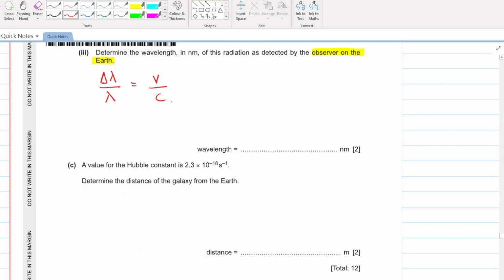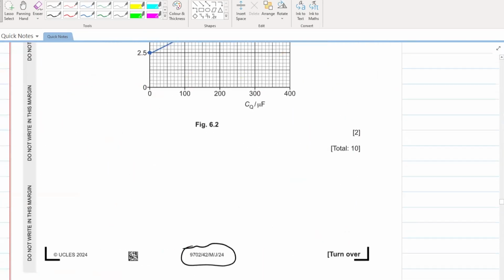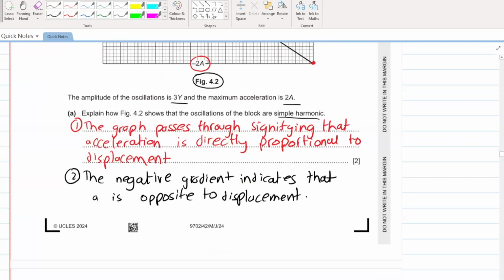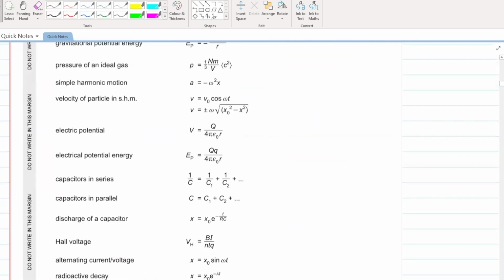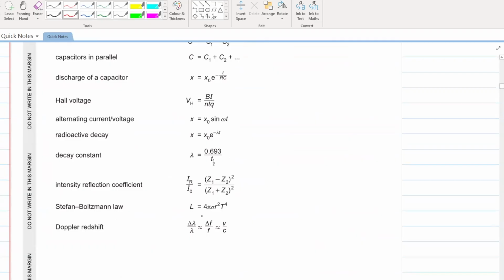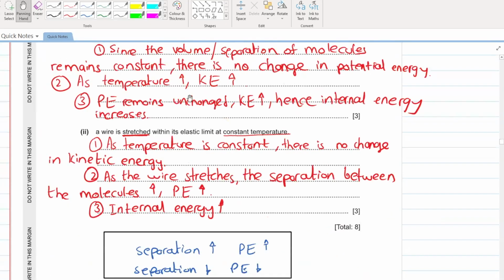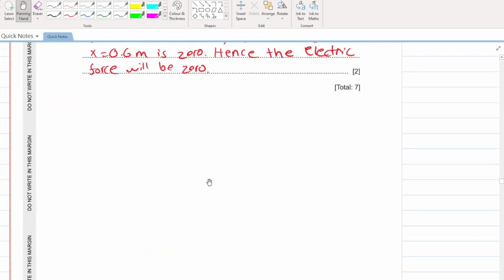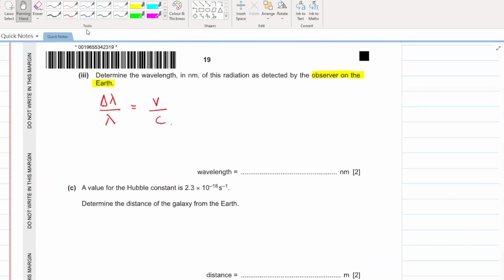This is the formula of the Doppler effect that I would recommend you to remember. If you don't remember, in the exam you will have to literally shift through the pages and go to the very starting, where this Doppler effect formula is. Okay, so let's place it here. V over C. Now, what is change in lambda?